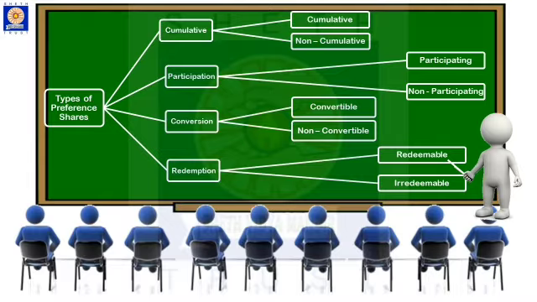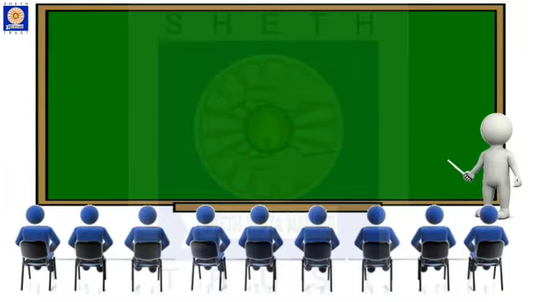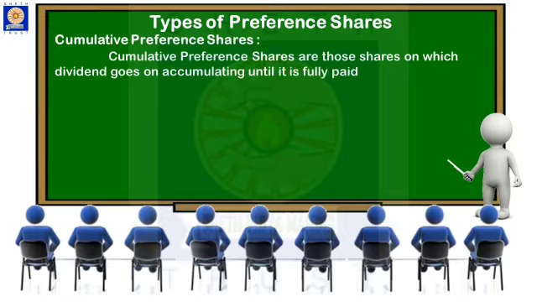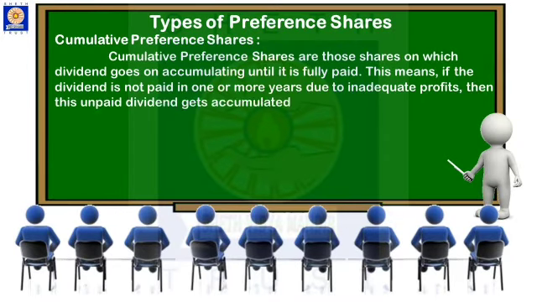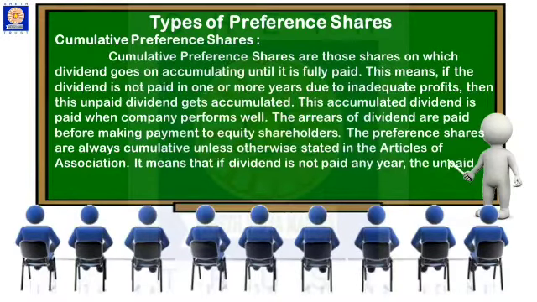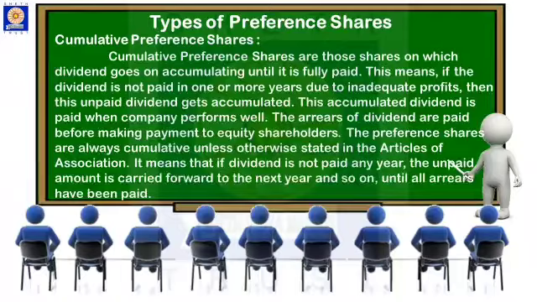These titles you can see in your textbook or any reference book, but these are the most important titles which actually clear the concept. So let's start with our first category, that is cumulative. In cumulative preference shares, students, every preference share is by default a cumulative preference share. A preference shareholder has a right to receive a fixed rate of dividend.